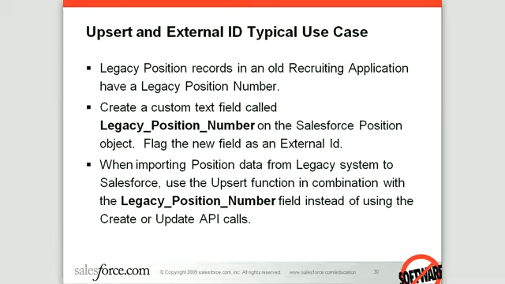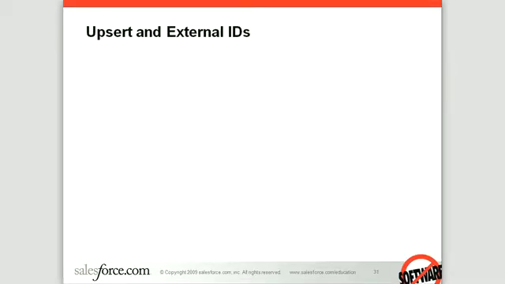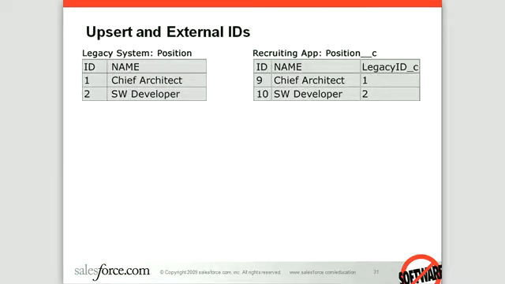We're going to flag or mark that field as being an external ID. Then, when we perform our upserts, we're going to use the value of that field to identify our already existing records. So let's take a look at our legacy system and then our Salesforce.com recruiting app. Over on the left-hand side, we have our legacy system. We have a couple of positions defined within there: our chief architect and our software developer.